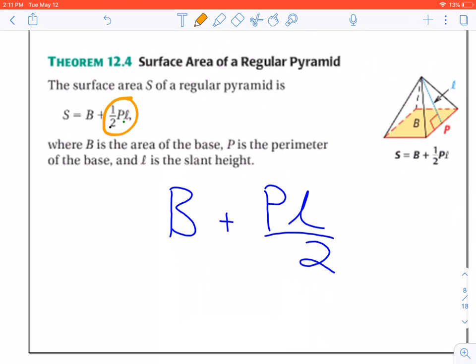So whether you want to call it 1/2 the perimeter times the slant height, or the perimeter times the slant height divided by 2, is up to you. The key, one of the keys, and a mistake people make, look at what gets divided by 2. It is just the right-hand part. Your area of the base stays by itself. It does not get divided by 2.